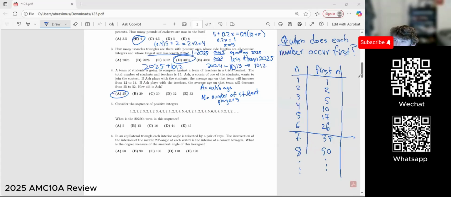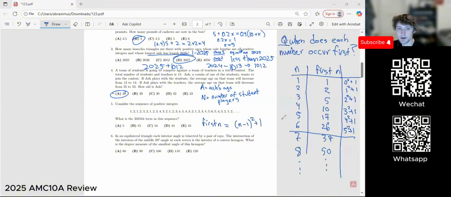Here's a pattern. Can we find a pattern for this? Well, these are always 1 more than perfect squares, right? This is 0 squared plus 1. This is 1 squared plus 1. This is 2 squared plus 1. This is 3 squared plus 1. This is 4 squared plus 1. 5 squared plus 1. Okay, so the first n occurs at n minus 1 squared plus 1.